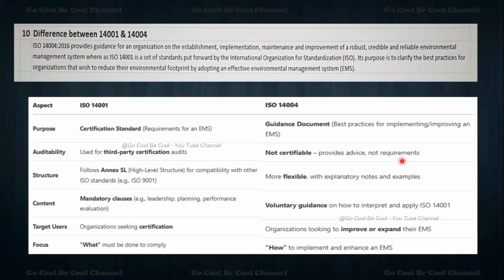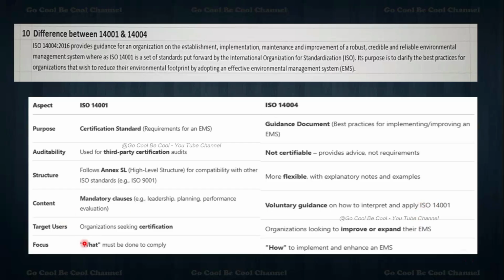Here the structure follows Annex SL, in the sense of high level structure, also for compatibility with other ISO standards. Example: 9001, 14001, 45001, 50001 energy management system. So many kinds of things we have. Here it is more flexible with explanatory notes and examples. Here the main content is mandatory clauses, for example leadership, planning, performance and evaluation. Here are voluntary guidances on how to interpret and apply ISO 14001.